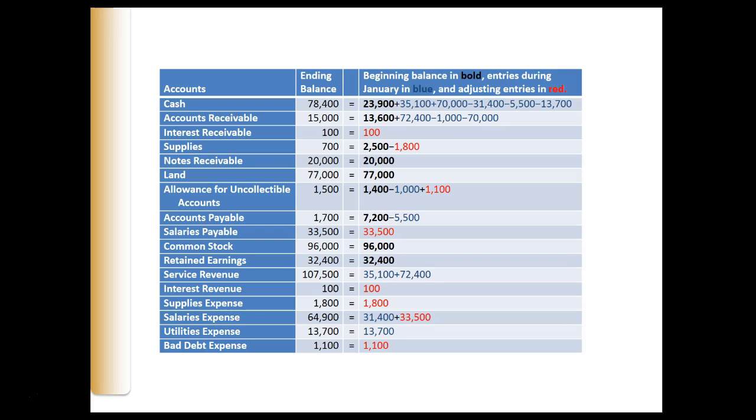Then it asks us how we came up with our various figures. So this allows us to see the adjustments of what was added. So the items in red provide you with the adjustments of what's been added to come up with our new figures, our new balances. So the beginning balances you see here are in bold, and then the entries in January are blue, and our adjusting entries are in red to then come up with our ending balances.